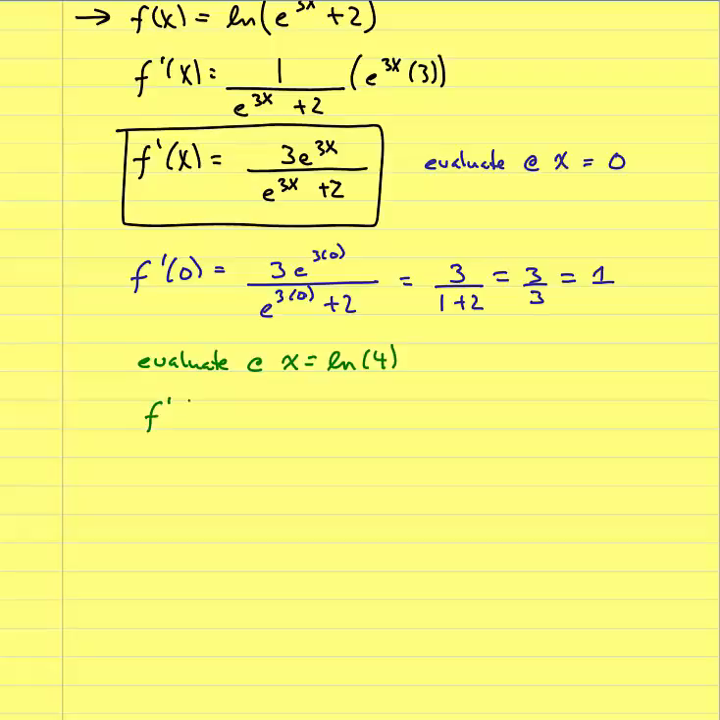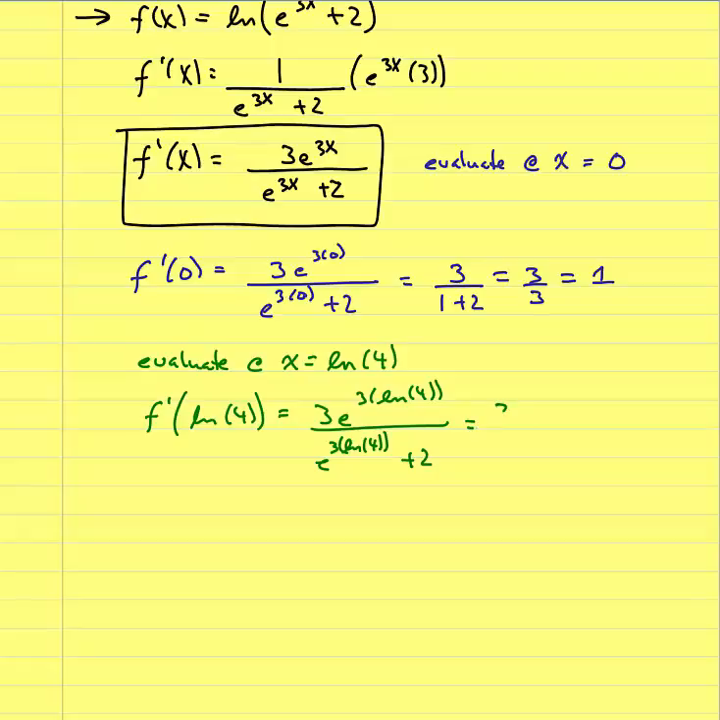So this is going to be f prime of the natural log of 4. This is equal to 3e to the 3 times the natural log of 4 all over e to the 3 times the natural log of 4. I'm going to need one more parentheses there, plus 2. So this has quite a bit of simplifying to do.